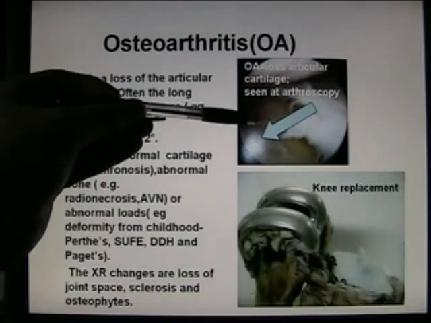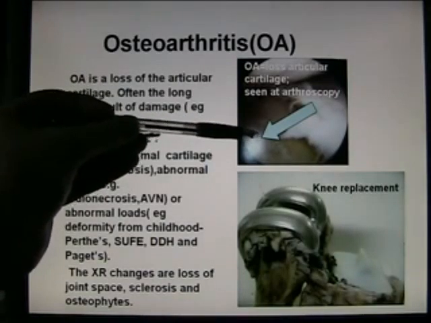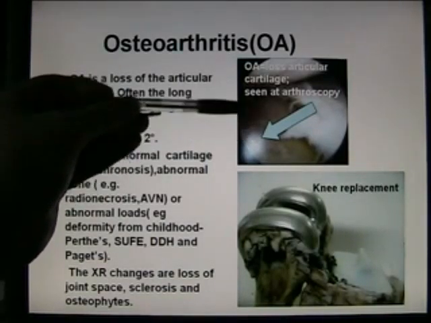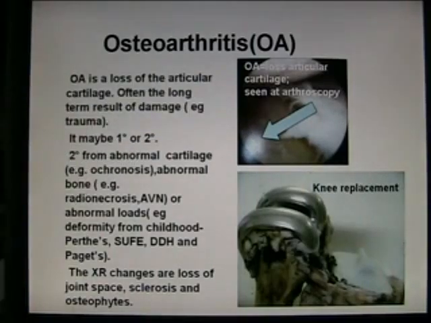Osteoarthritis, it just means loss of the articular cartilage of a joint. Nothing special, that's a simple definition. Here's a view at arthroscopy. You get arthritis from abnormal cartilage, abnormal bone, where the bone has died, or abnormal loads across the joint, often from childhood deformities or trauma. Here's the knee replacement.